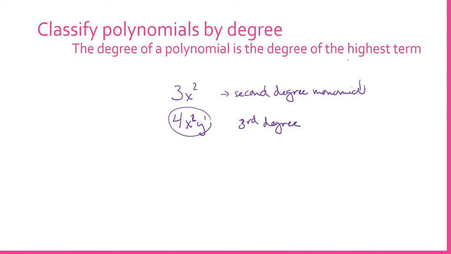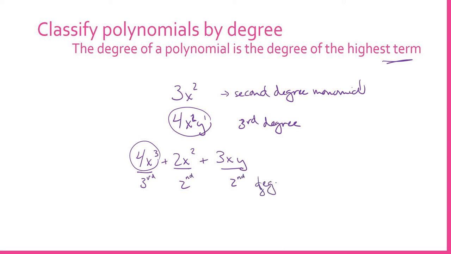Now we have to be careful because the degree of a polynomial is the degree of the highest term. Once I have a polynomial like 4x cubed plus 2x squared plus 3xy, I'm not going to add up all the powers. I'm going to find the highest term. This is third degree, this is second degree, this is second degree. So the degree of the entire polynomial is third degree.